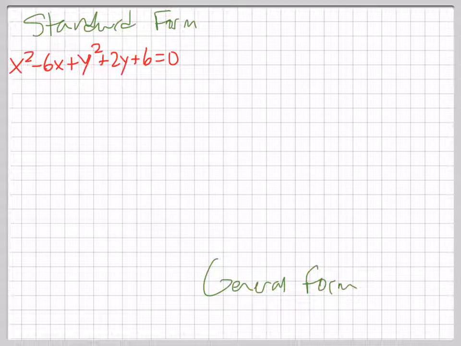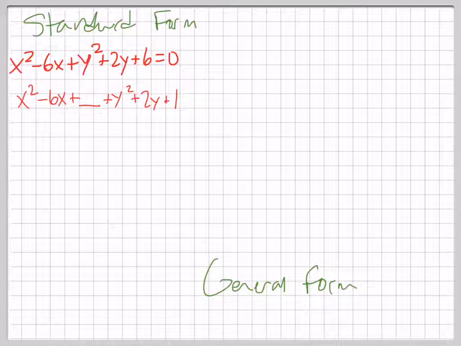And here we go. So the first thing I'm going to do is create some blank space, is what I like to call it. So x squared minus 6x plus something. And then we'll do y squared plus 2y plus something, whoops, Freudian slip again, plus something, and we'll go ahead and move the 6 over. We can move the 6 over, no big deal.